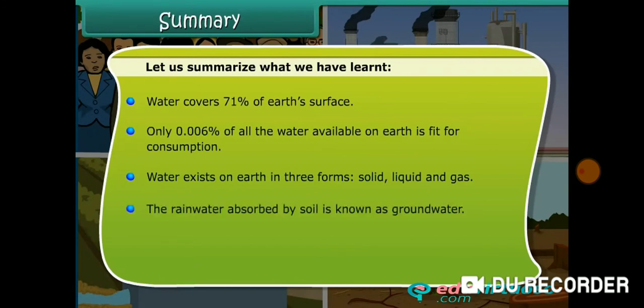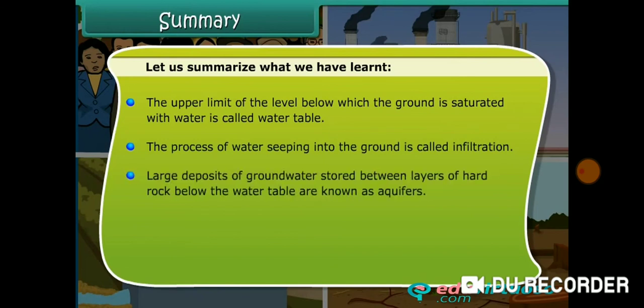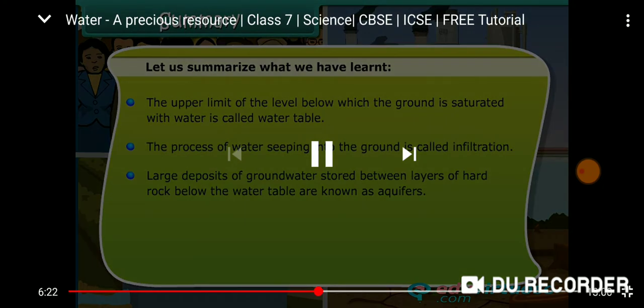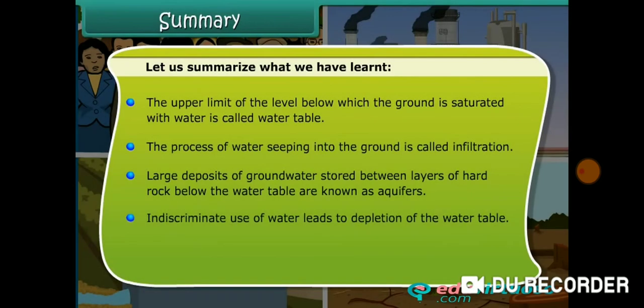The rainwater absorbed by soil is known as groundwater. Groundwater is an important source of fresh water on Earth. The upper limit of the level below which the ground is saturated with water is called water table. The process of water seeping into the ground is called infiltration. Large deposits of groundwater stored between layers of hard rock below the water table are known as aquifers. Indiscriminate use of water leads to depletion of the water table.